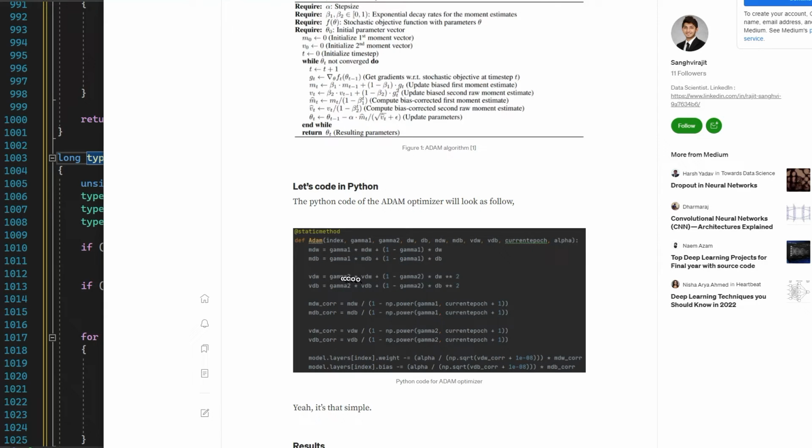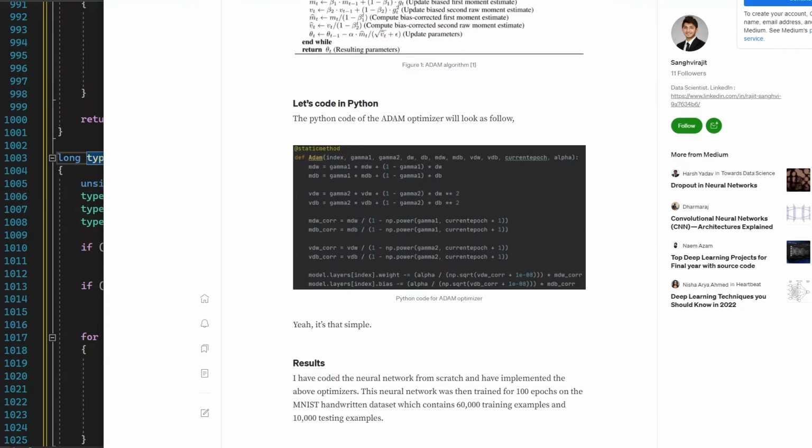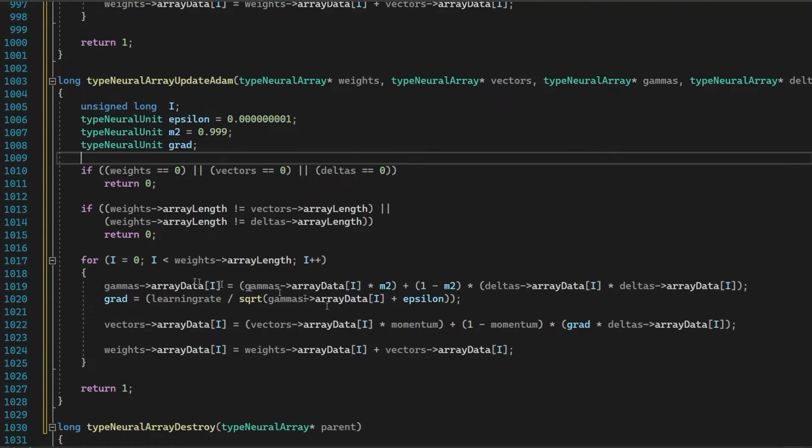It's the same thing. Momentum times, it's exactly the same thing as far as I can see. 1 minus momentum times gamma squared. So far, exactly the same, except there's one extra value. So let's just copy everything and see how far we can get before things break.